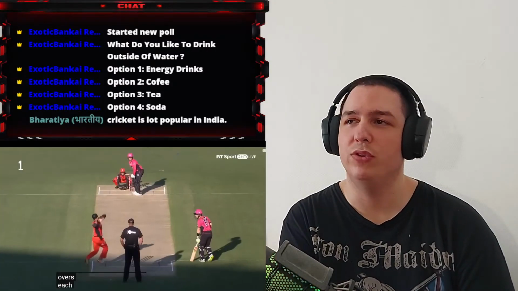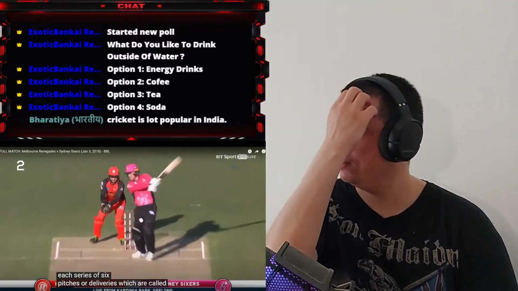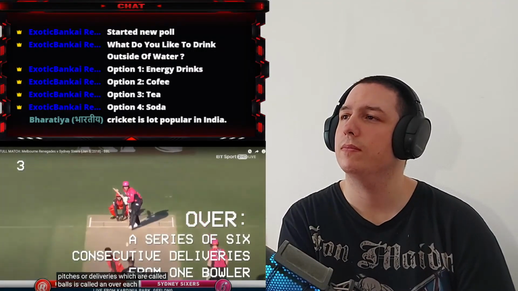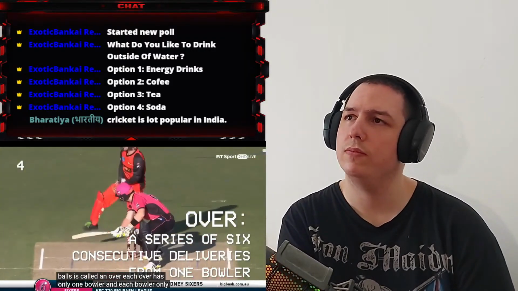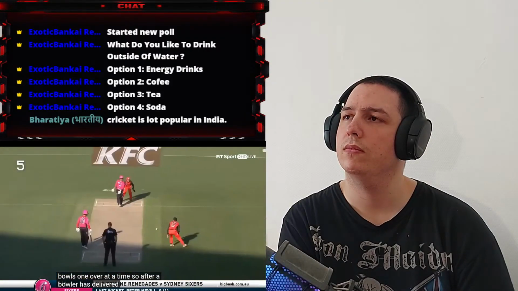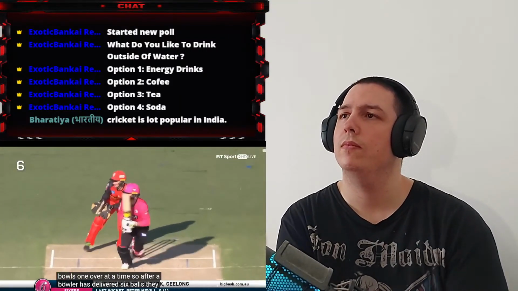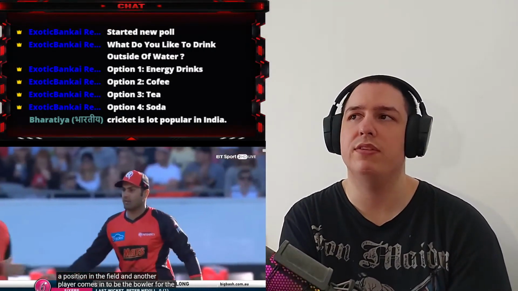Overs. Each series of 6 pitches or deliveries, which are called balls, is called an over. Each over has only one bowler, and each bowler only bowls one over at a time. So after a bowler has delivered 6 balls, they take up position in the field, and another player comes in to be the bowler for the next over.